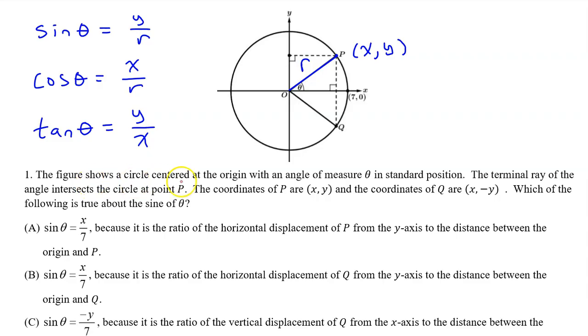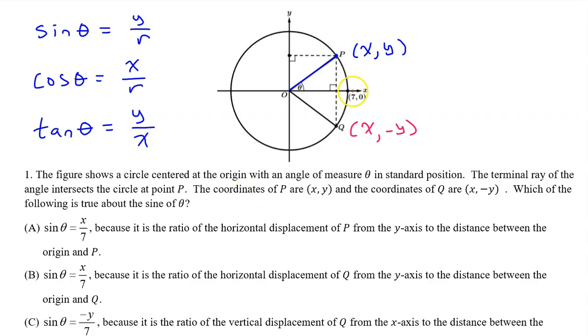The figure shows a circle centered at the origin with an angle theta in standard position. The terminal ray of the angle intersects the circle at P. The coordinates of P are x, y, and the coordinates of Q are x, the opposite of y. Which of the following is true about the sine of theta?